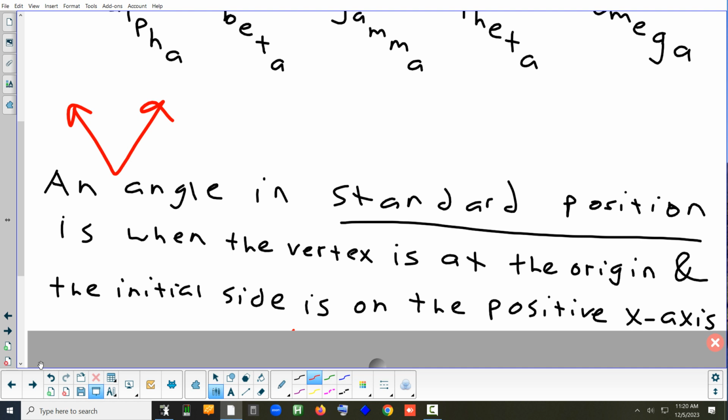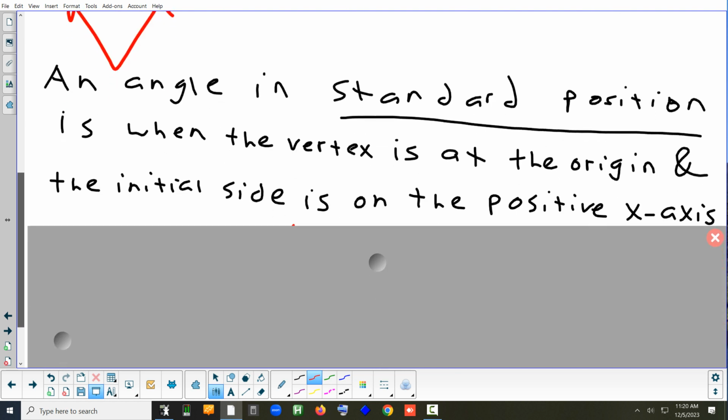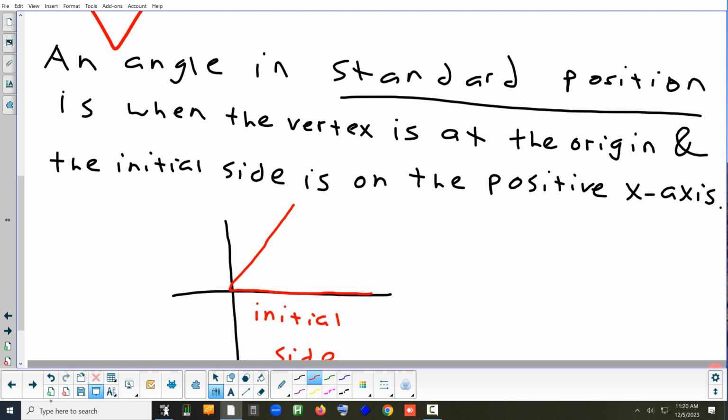So for an angle to be in standard position, two things have to happen. One, the vertex is at the origin. Two, the initial side should be pointing to the right, on the positive x-axis. That is an angle in standard position, just like that.